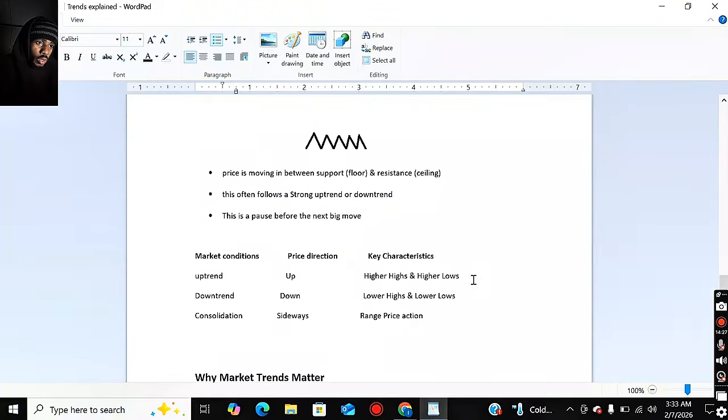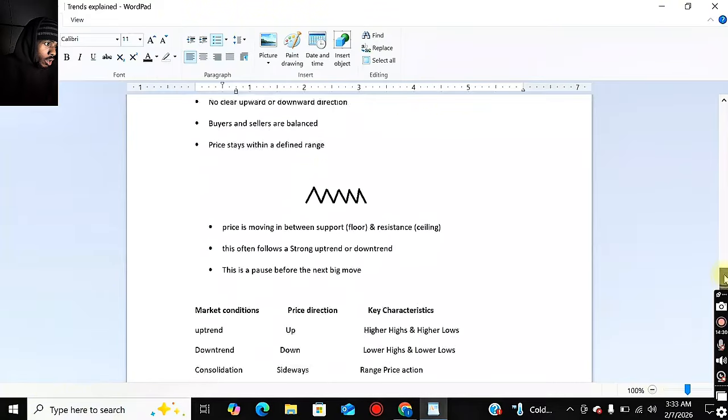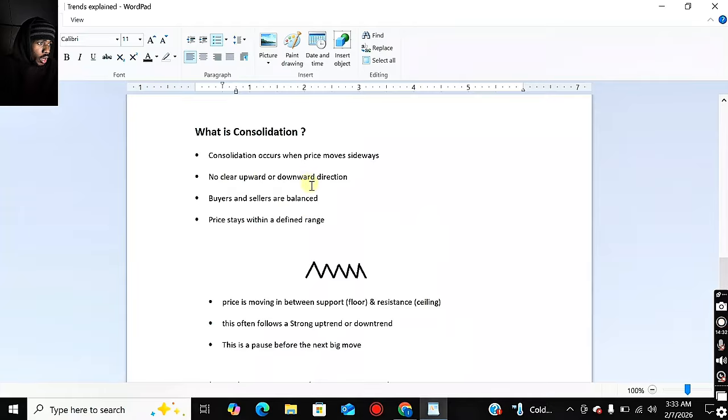So now consolidation, no clear upward or downward direction. Buyers and sellers are balanced. Price stays within a defined range. This is how consolidation looks. Equal highs, equal lows. Isn't going higher, isn't going lower. Price is moving in between support, which is called a floor. You could use that definition. And resistance, the ceiling, the top, that's what resistance is. So you just learned support and resistance all in this one video.